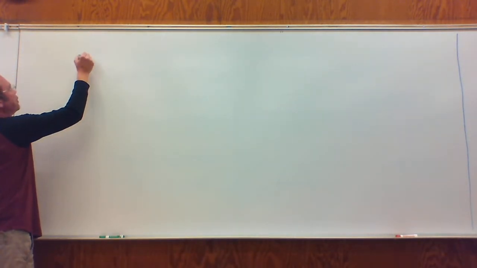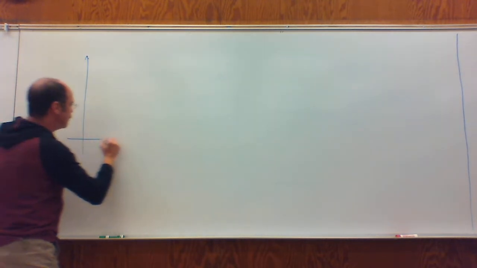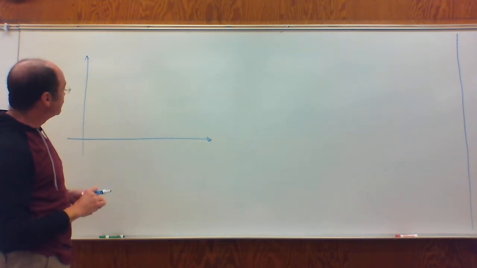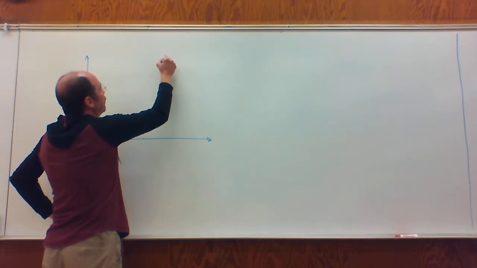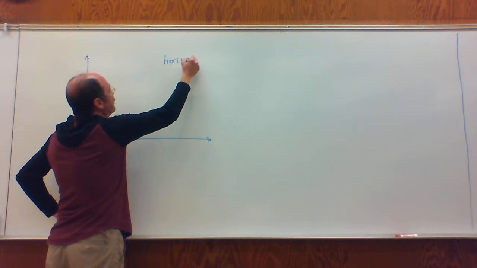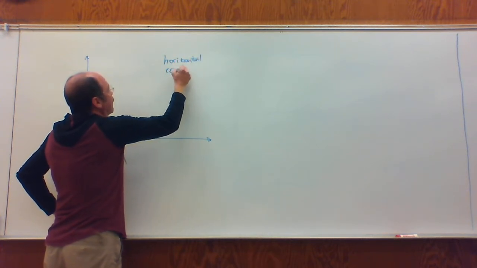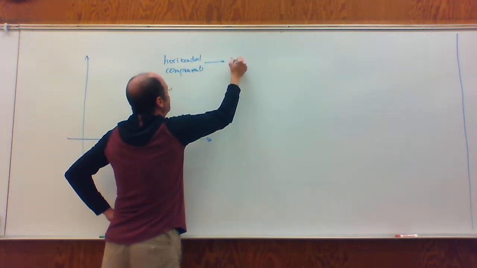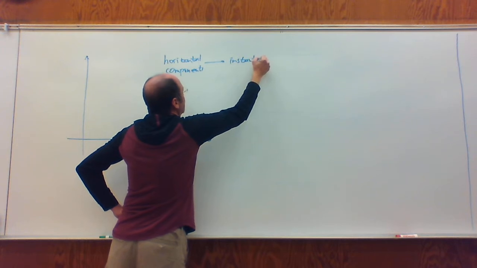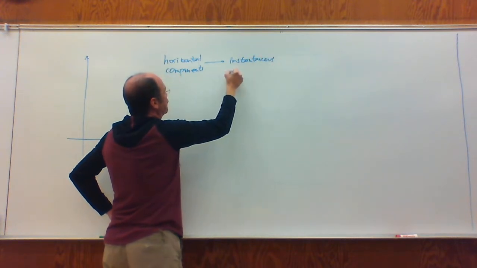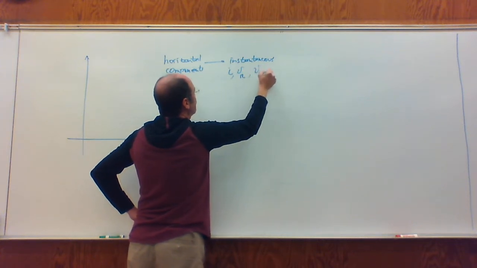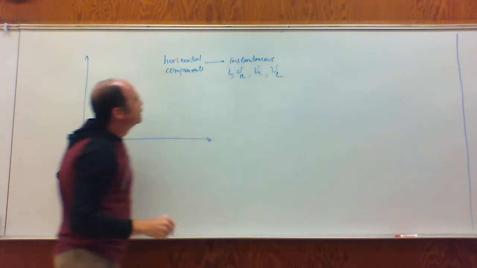And in your book, you probably saw something that looks like this. So we've got what looks like a Cartesian plane. All we're going to look at are the horizontal components. So the horizontal components, those will give us our instantaneous values for the current, the voltage across the resistor, the voltage across the capacitor, and the voltage across the inductor.